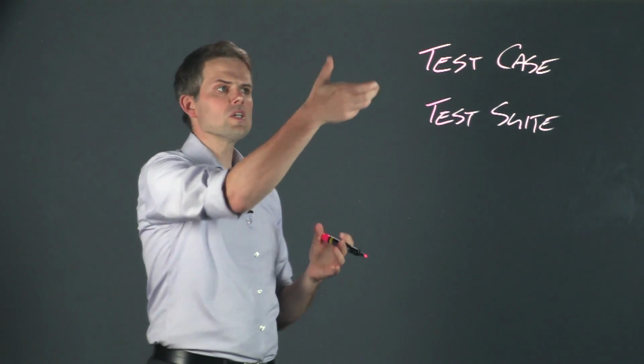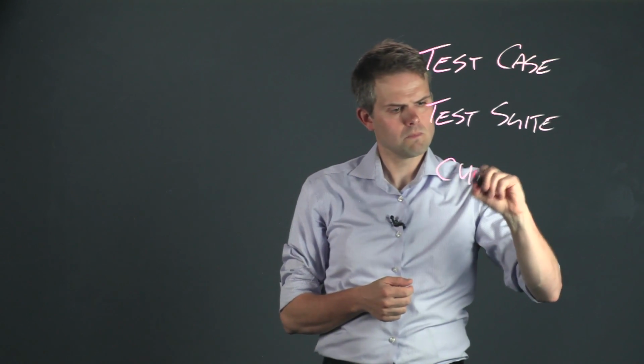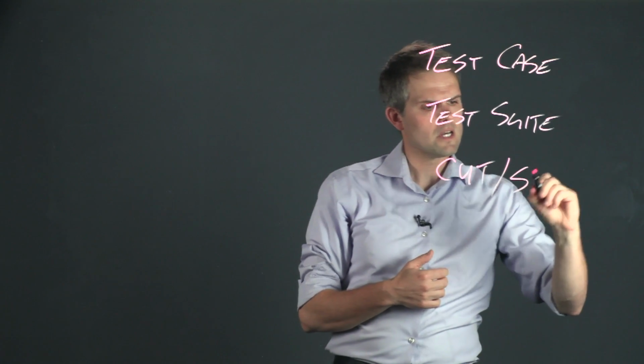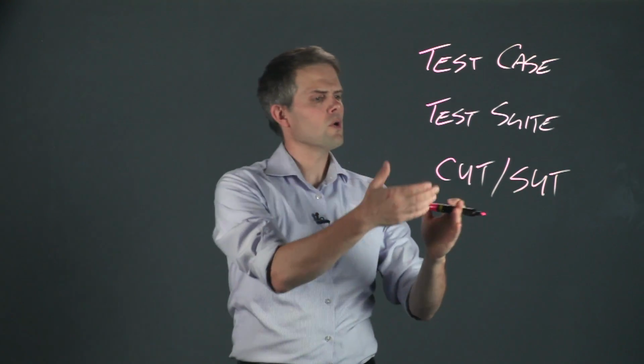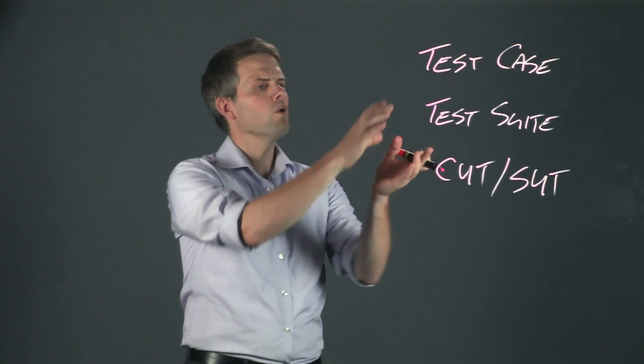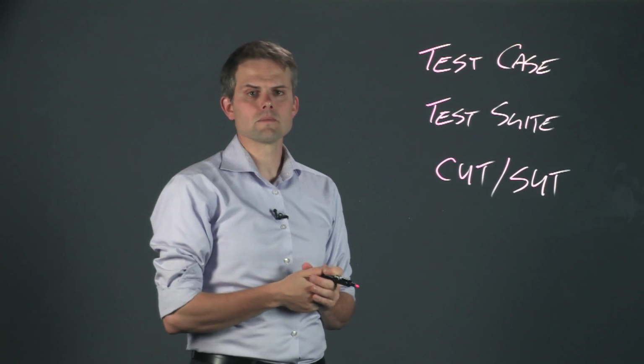Now, the code that each individual test case is actually evaluating is called the code under test, or CUT. Although sometimes you'll see this referred to as the system under test, or SUT. So the code under test and system under test represent the code that an individual test case or set of test cases encapsulated in a test suite are evaluating.